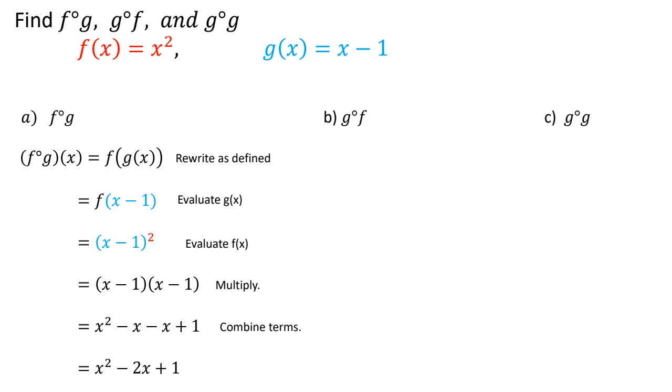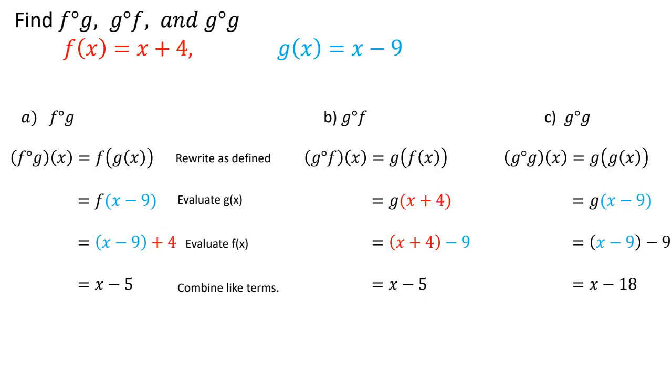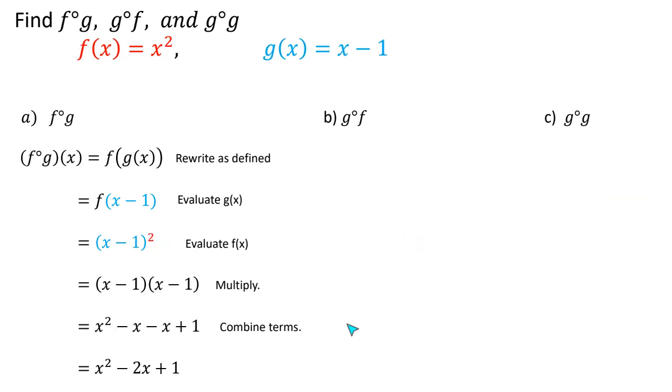Let me go back. Okay, so this is a different one. We have f composed of g. Here we have g of x is x minus 1. We're going to take this information and plug it in for x in the f function. So we end up with x minus 1 squared.